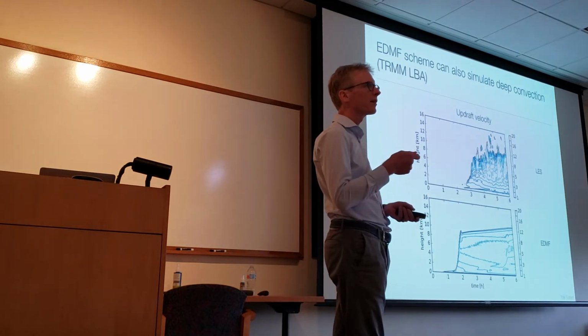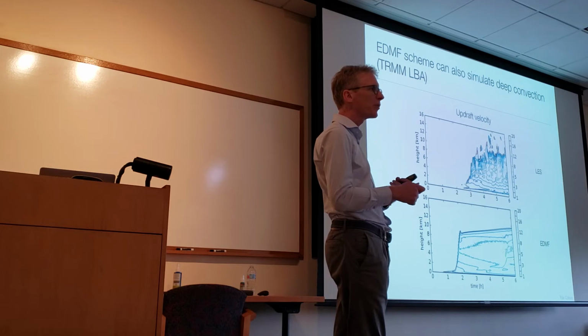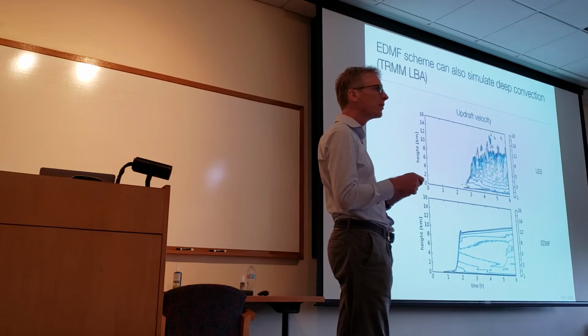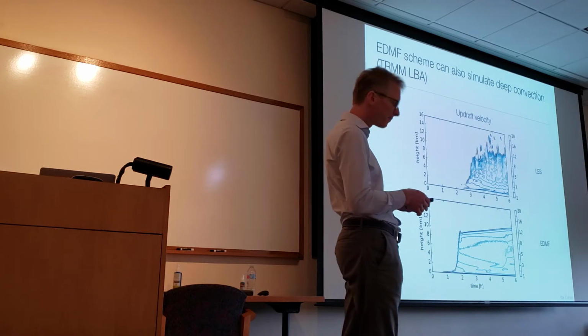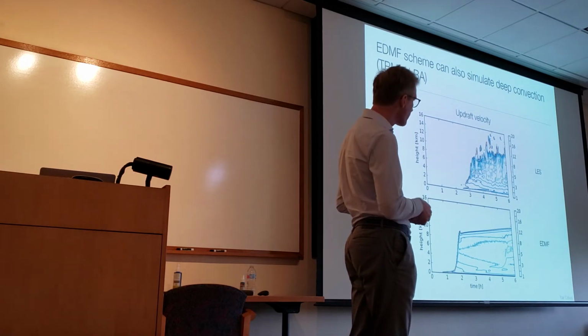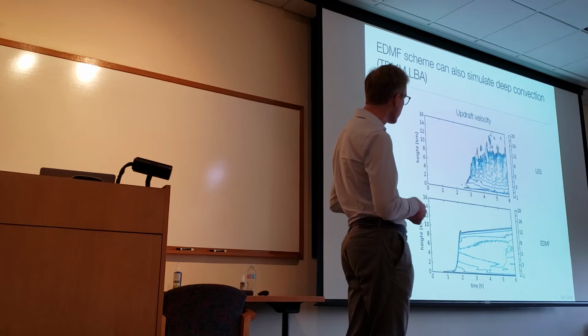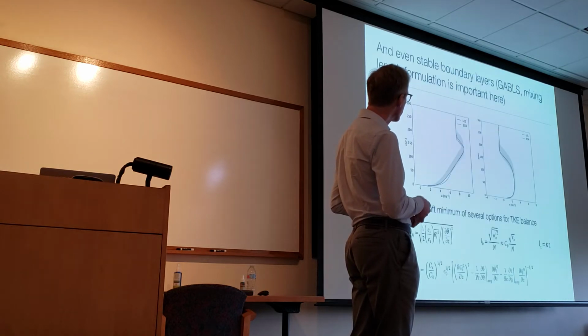But again, I think the improvement here comes from A, having memory at the subgrid scale, and B, having shallow and the deep convection interacting with each other in a reasonable physical way. It's still very much ongoing work. This is a result you got a few months ago. We're still working on those issues.